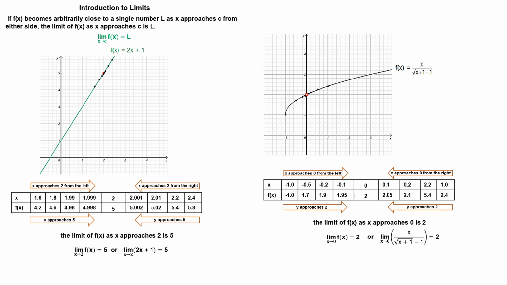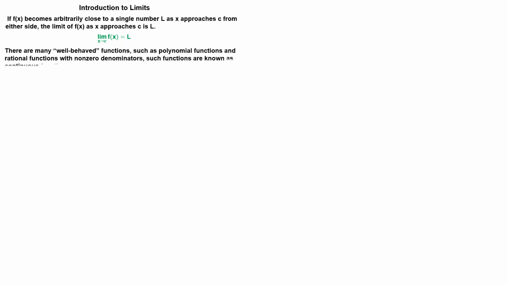You have just seen how to find limits numerically and graphically. Fortunately, we do not have to go through these approaches each time we wish to find the limit of a function. There are many well-behaved functions, such as polynomial functions and rational functions with non-zero denominators. Such functions are known as continuous functions over their entire domains. In such cases, the limit can be evaluated by direct substitution. That is, the limit of f of x as x approaches c is equal to f of c. In short, the limit is simply the function value.